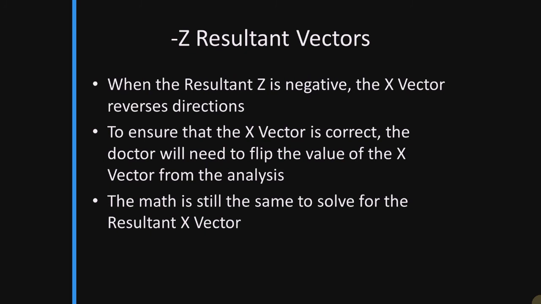When the resultant z is a negative or inverted instrument setting, the x vector reverses directions. To ensure the x vector is correct, the doctor will need to flip the value of the x vector from the analysis. The math is still exactly the same to solve the resultant x vector.